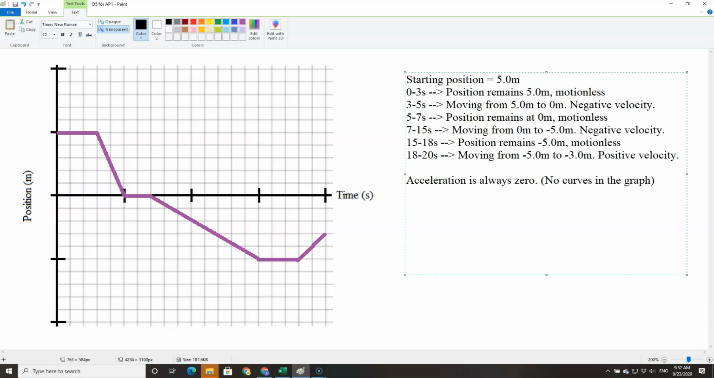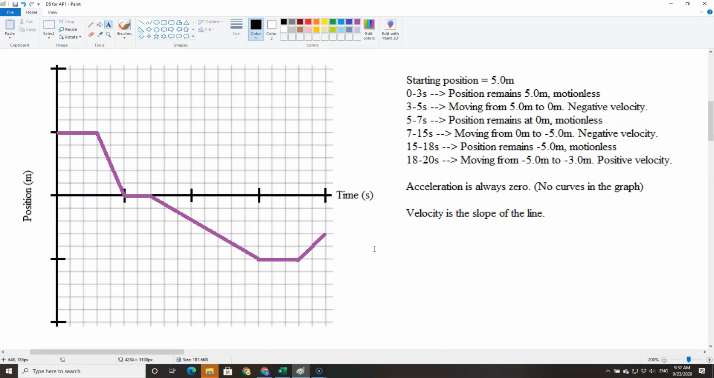One of the things I want to point out is that the velocity is the slope of the line. So I can go ahead and figure out what the slope of the line is at the 4-second mark, at the 3-second mark, at the 5-second mark, which we talked about right here. From 3 to 5 seconds, we have a velocity that is negative. What I see is we have a rise of negative 5 and a run of 2. So for the 3 to 5 second mark, I can claim that it's negative 5 meters per 2 seconds. Therefore, the velocity is negative 2.5 meters per second.